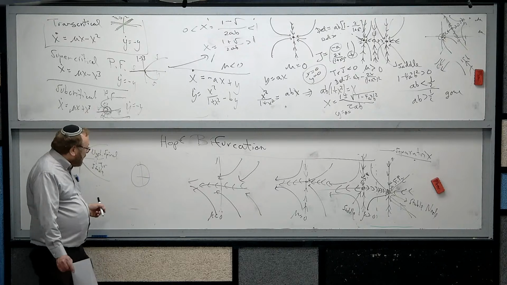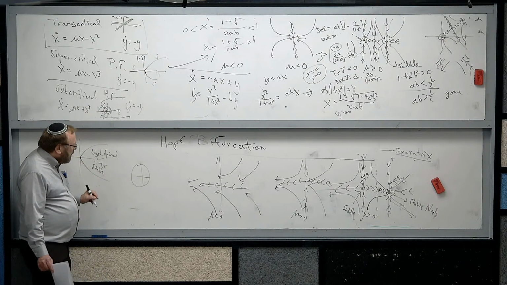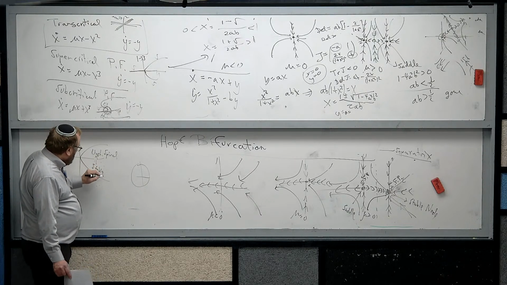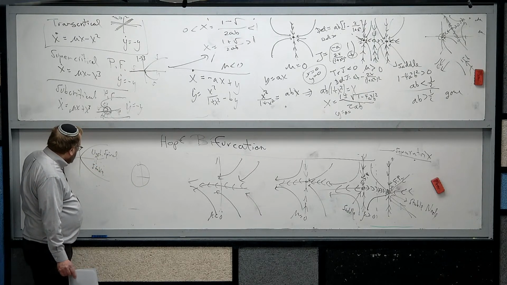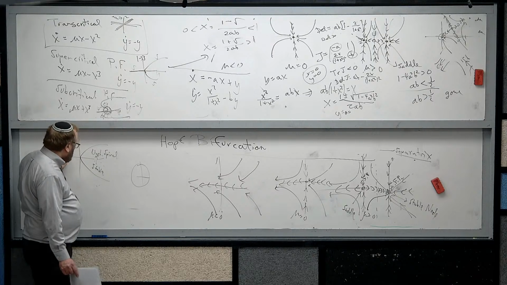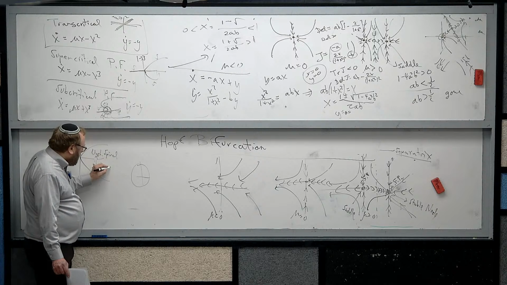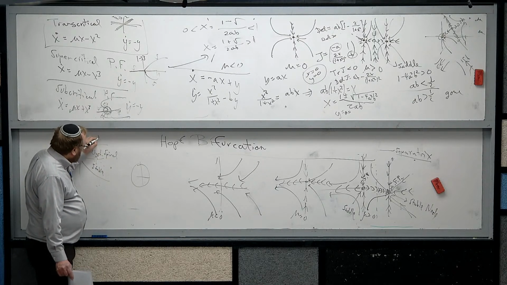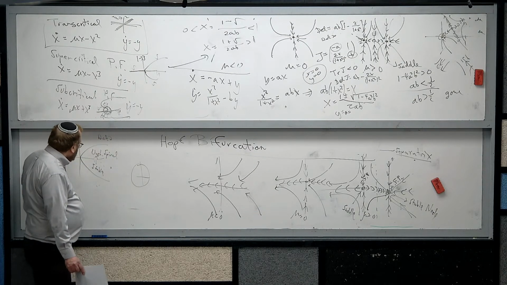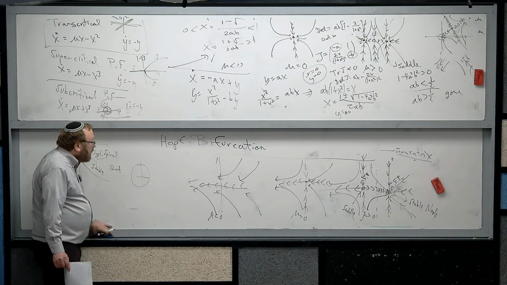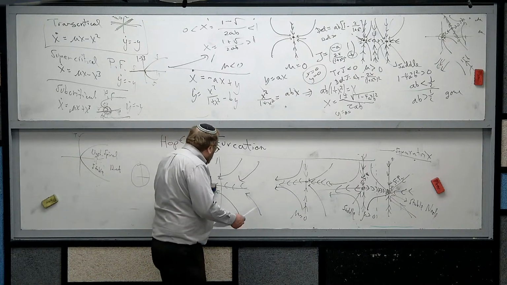It's exactly what happens when you switch the determinant in the trace determinant diagram, because if the eigenvalues are different signs, here the determinant is negative. Here the determinant is positive. Right. This is the determinant in that trace. All right. So how does this work?